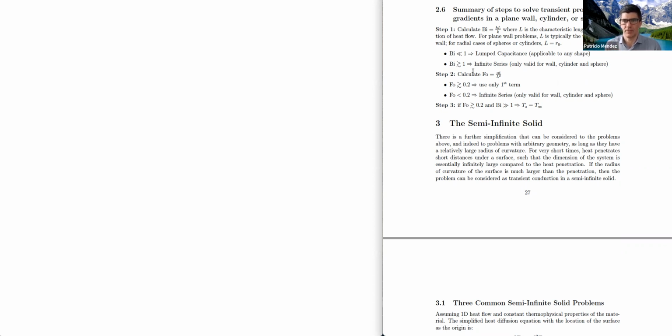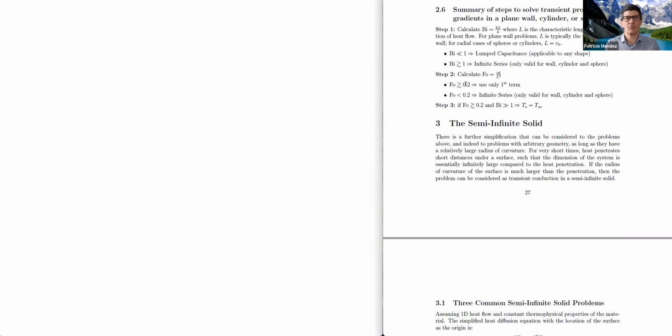That's pretty awesome, right? Step number 2, after checking out the Biot number, is check out the Fourier number. The Fourier number is a dimensionless time. And if the Fourier number is more or less bigger than 0.2, we can use only the first term in the infinite series. And that was the case of the cylinder, the pipe wall that we saw on Friday.